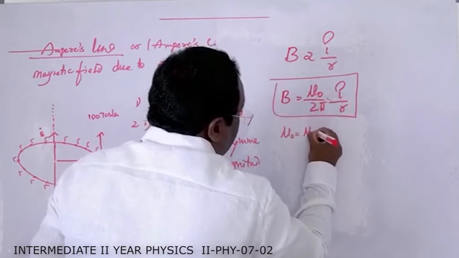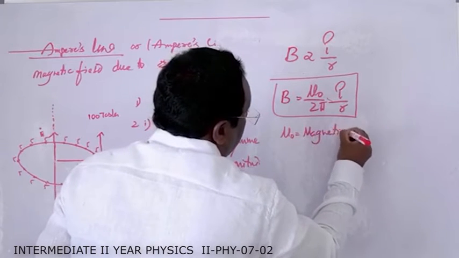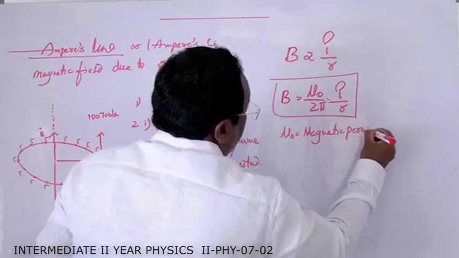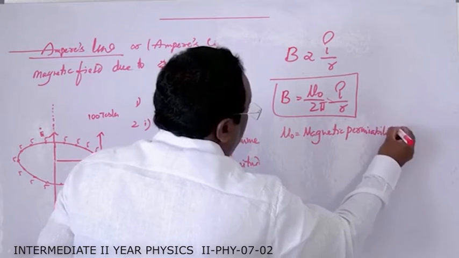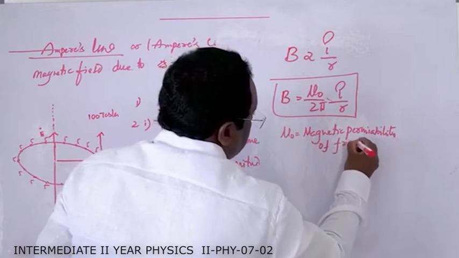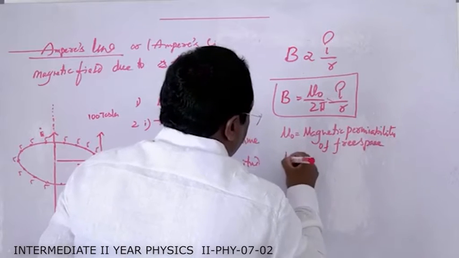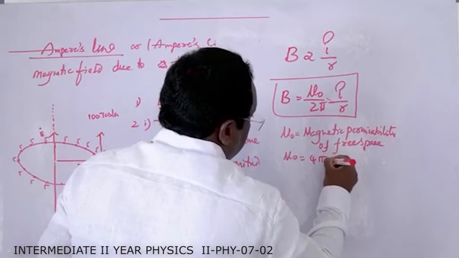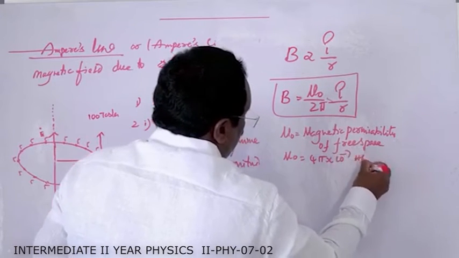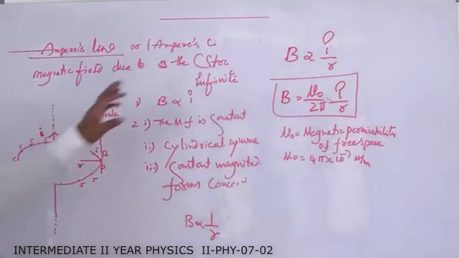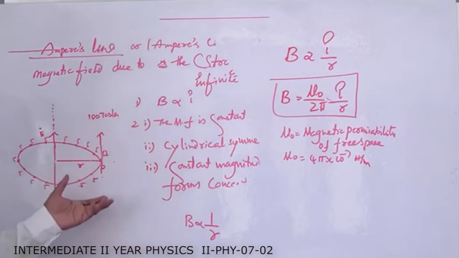Mu naught is the magnetic permeability of free space. Again, its value is constant. What do you mean? Here, along with I and R, the existing medium also influences the magnetic field. So the magnetic permeability of free space is the property of the medium which decides the existing magnetic field.